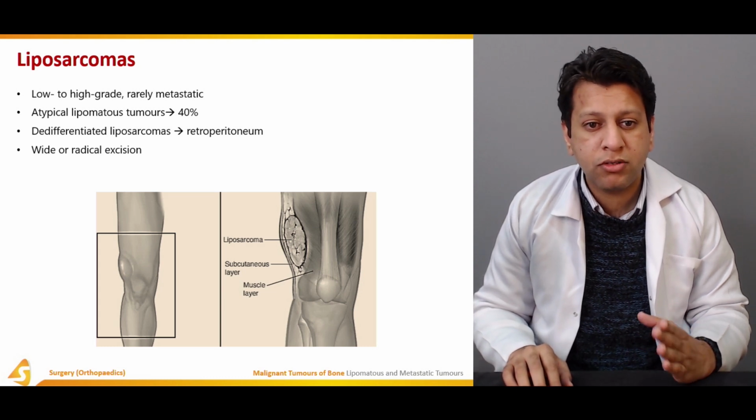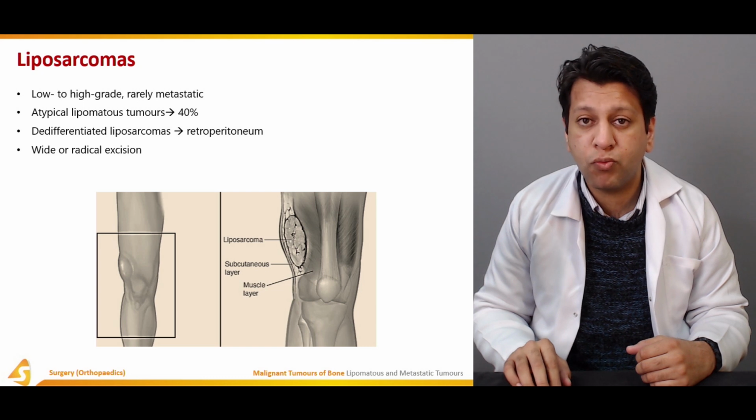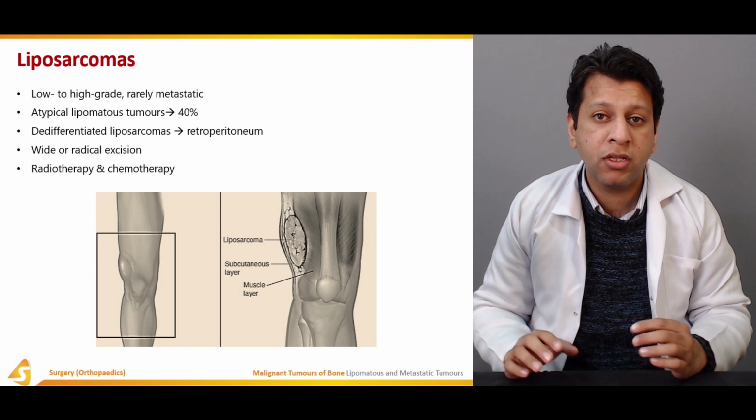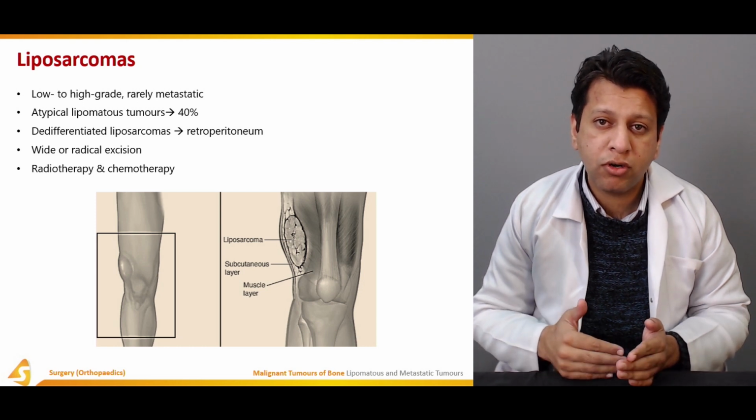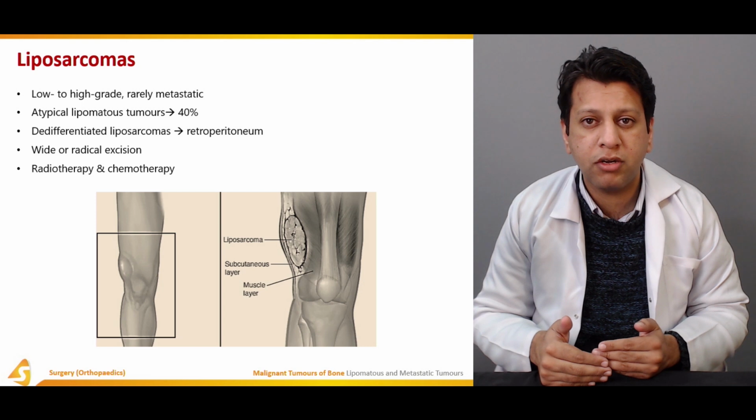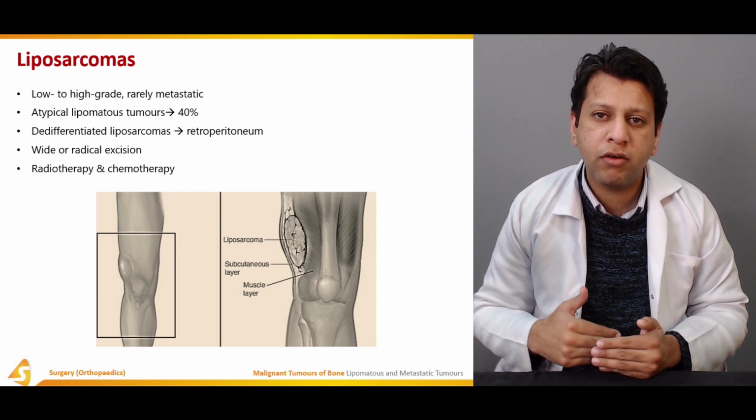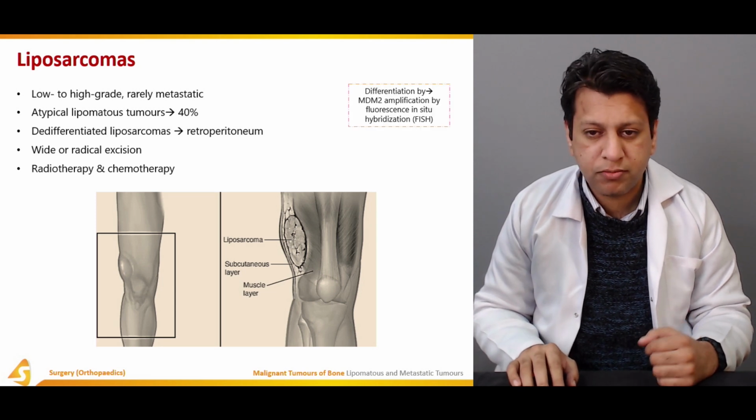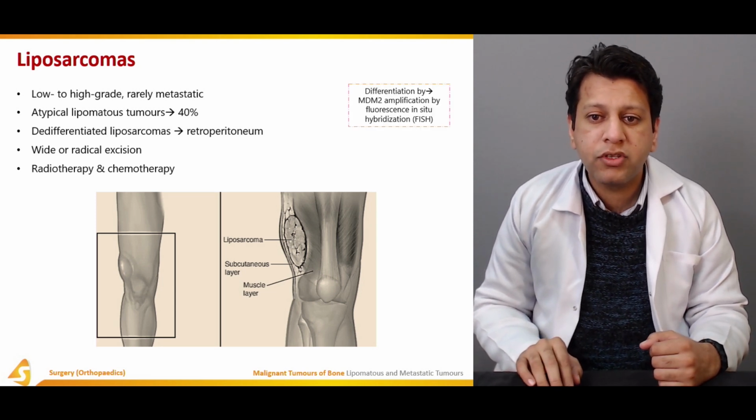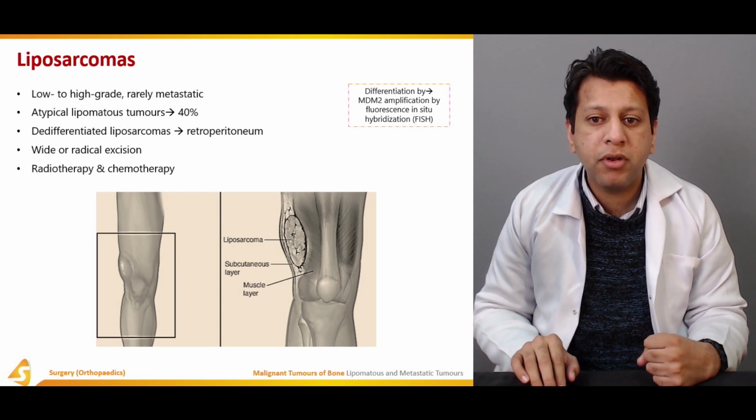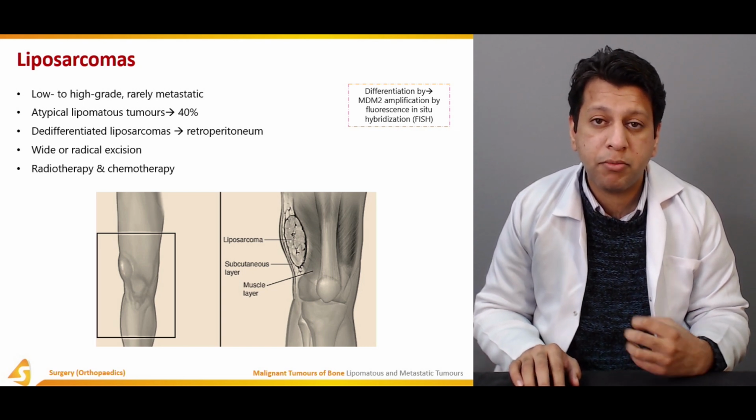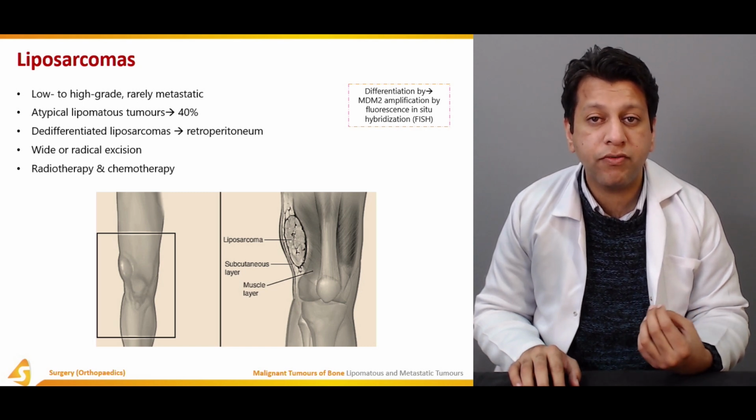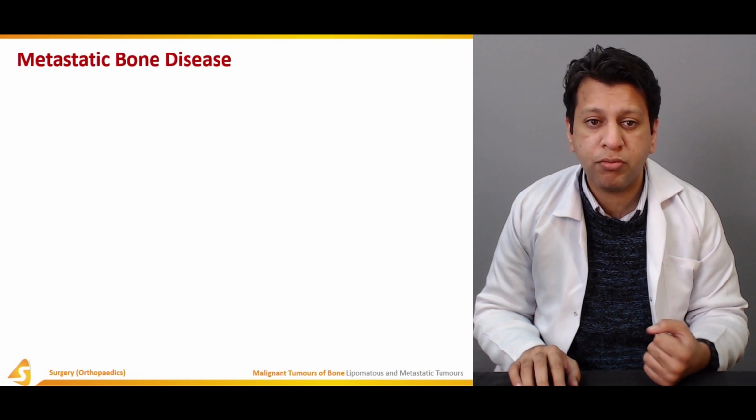As they are malignant, the option is wide local resection, radical resection, followed by radiotherapy and chemotherapy. For all malignant tumors, not only resection is required; you have to follow it up with radio and chemotherapy. For low grade or benign, only resection probably is enough. Now the differentiation is by MDM2 amplification, which can be appreciated on fluorescence in situ hybridization, and usually FISH is positive for these liposarcomas.